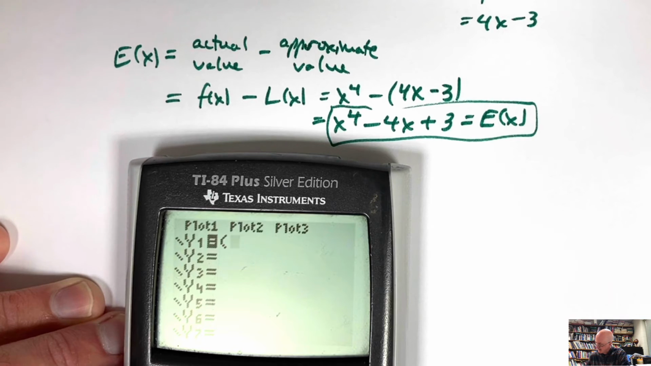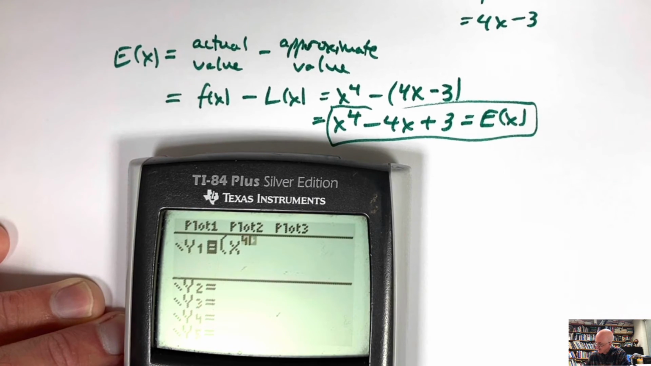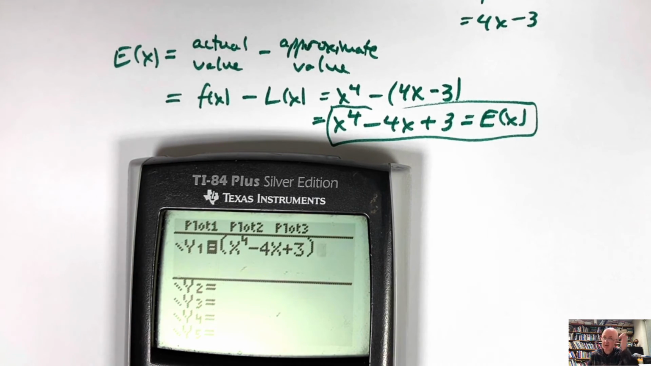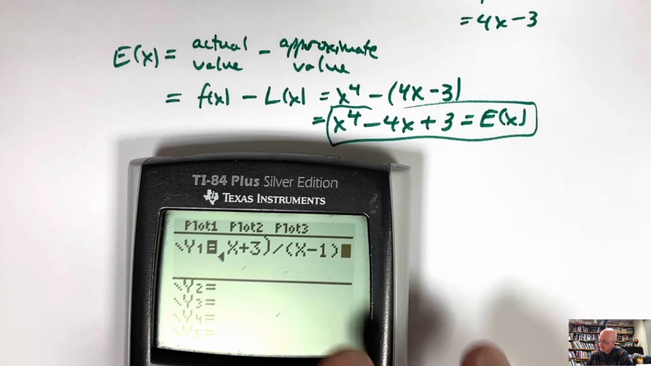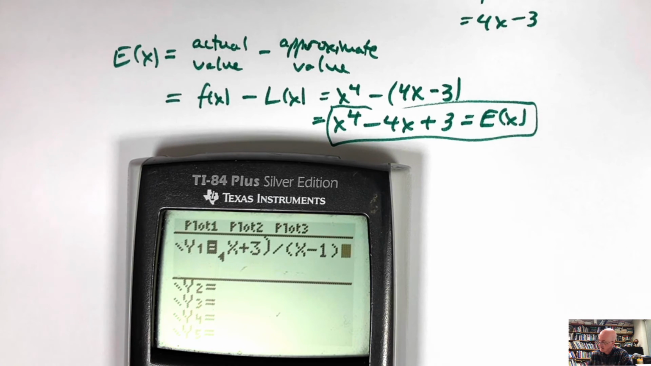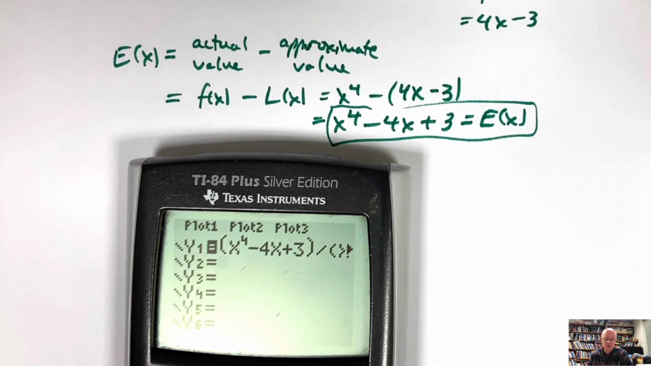Actually, it turns out, I'm not going to actually do this, that this function x to the fourth minus 4x plus 3 is actually divisible by x minus 1. If you did a long division of polynomials, you would get a 0 for the remainder. And so you could actually simplify this division to being a cubic when x is not equal to 1, so that you're avoiding the place where this is undefined. But we're not going to do that.